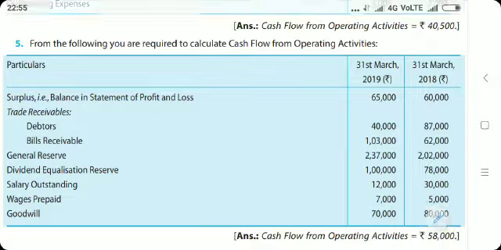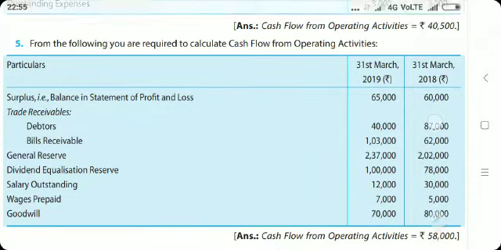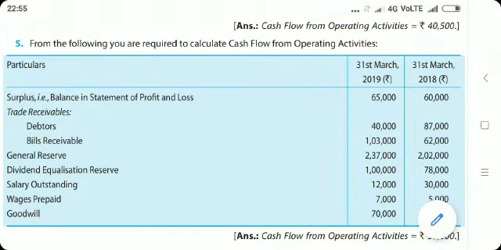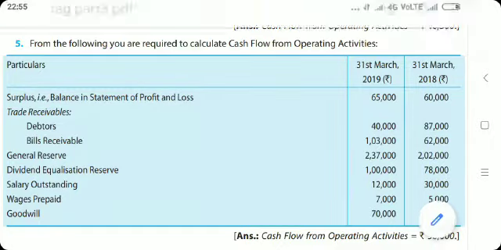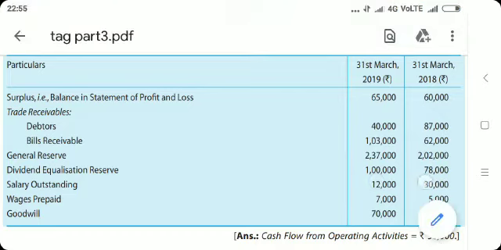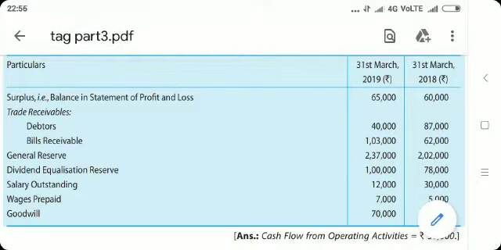Then coming to debtors, you have already written the major headings. You just have to fill in. Debtors, you can see it is decreasing. So the difference 47,000 will be added. Bills receivable, it is increasing. So it should be subtracted under increase in current assets. Then salary outstanding is decreasing. So we have to minus in decrease in current liability. Wages prepaid is an asset and it is increasing. So again minus because it is increase in current assets.